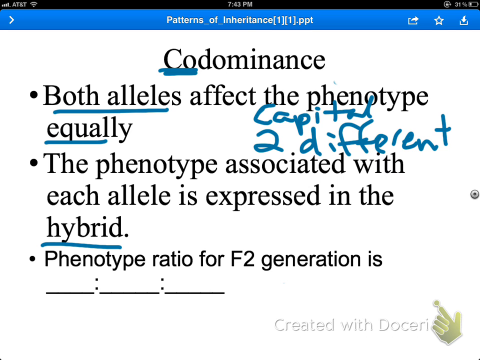So the interesting one is a hybrid. We're going to use 2 different letters. Let's say we use H and then R. So 2 capital letters, 2 different letters. This would represent a hybrid for this one particular trait. The phenotype is going to end up being a 1 to 2 to 1, and I'm going to show you how.